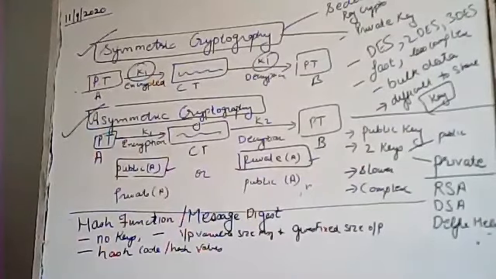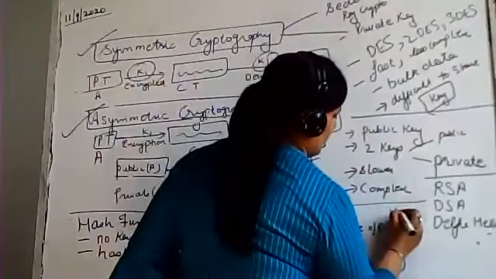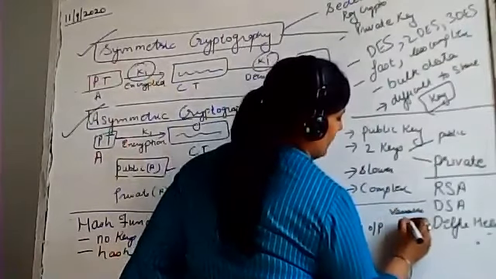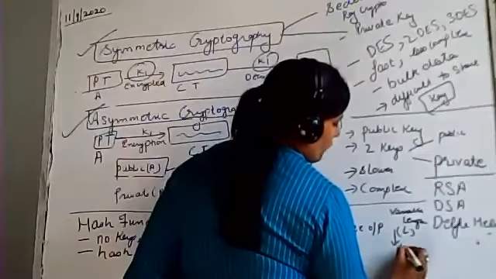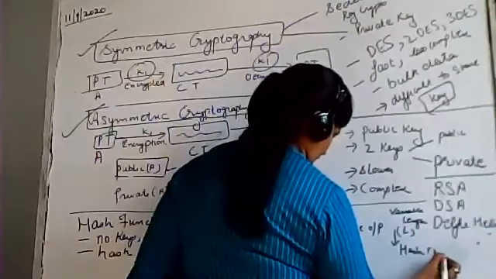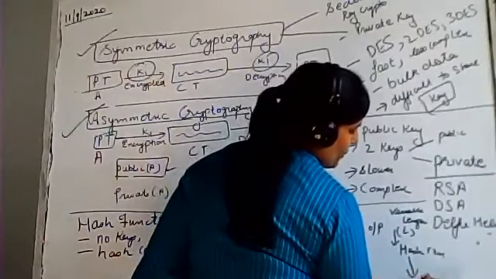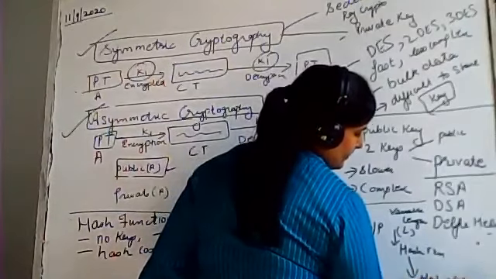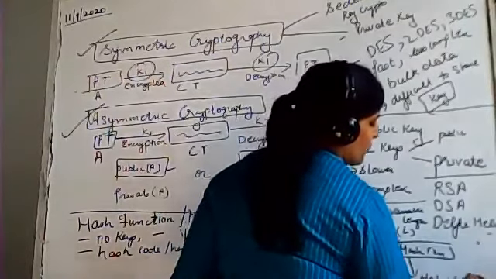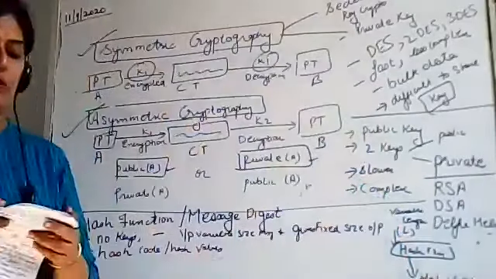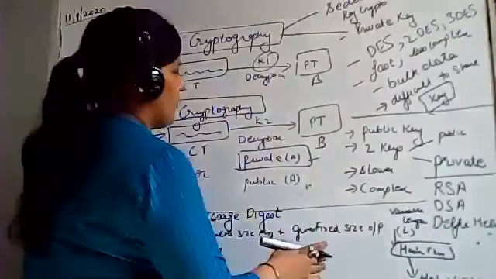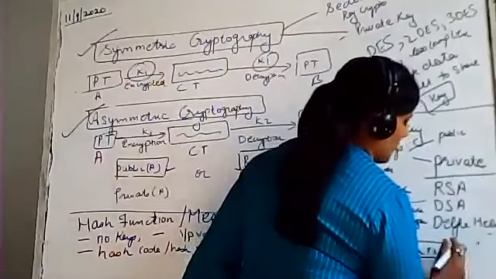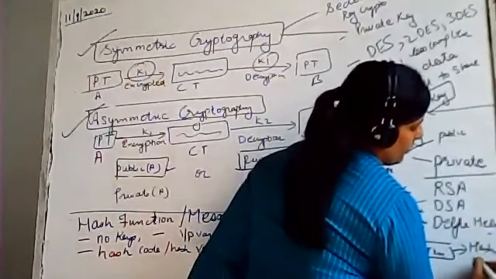Clear? So what is there? We have a message of variable length. Now let's suppose this is your message of variable length. We have a hash function over here, and we will have a hash value. So with the help of this hash function we can get the hash value, which is of fixed size. So this hash function will produce the hash value for you.